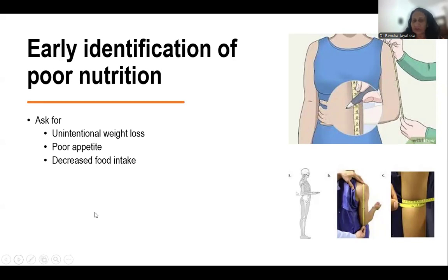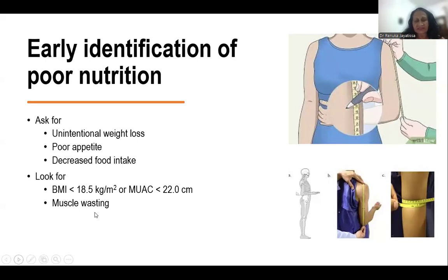The other thing is poor appetite. And the other thing is decreased food intake, because some might not tell you about the appetite, but they say, I am taking less food compared to previously. So these are the 3 things we have to look at, and they are alert areas for poor nutrition. Those are the things we ask in the history.